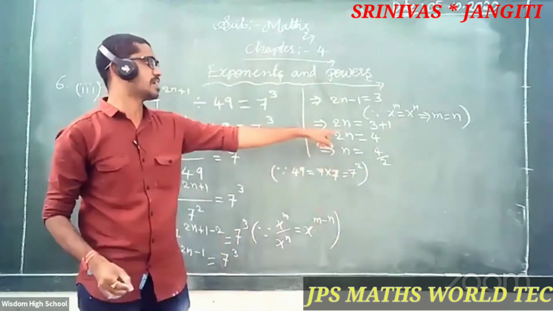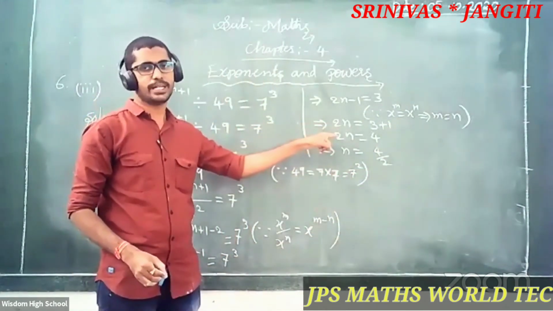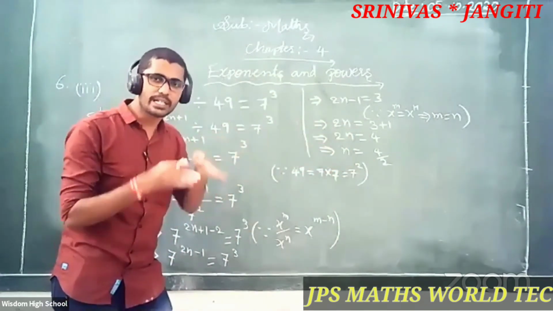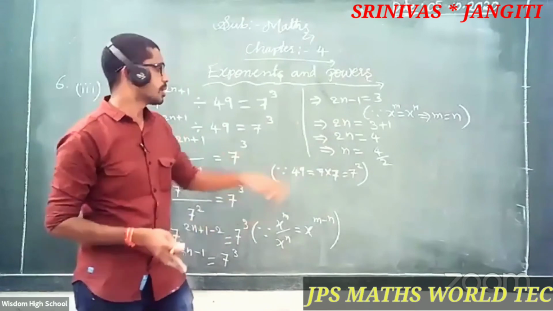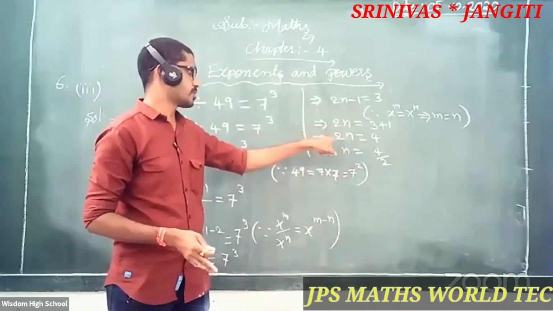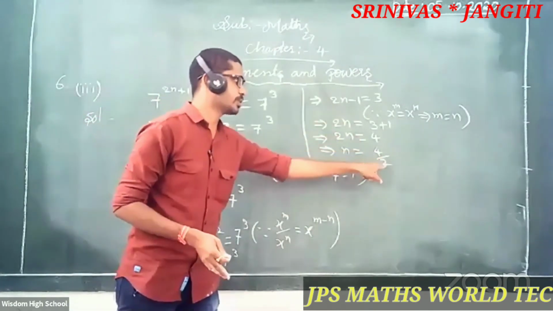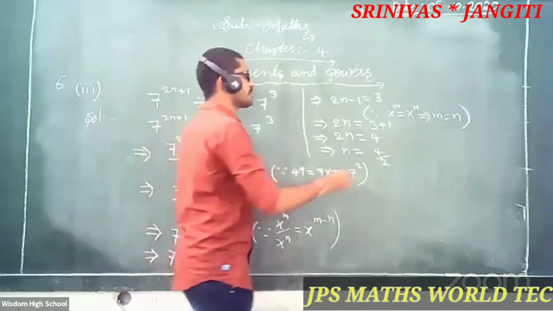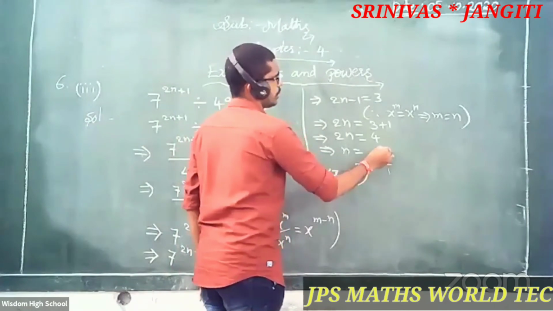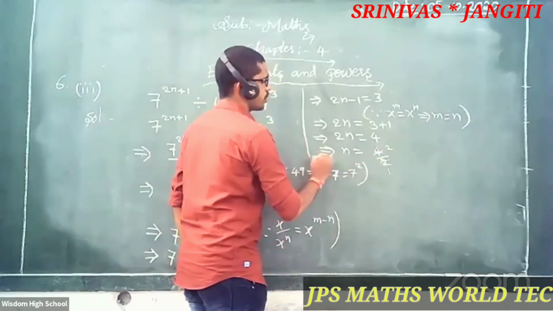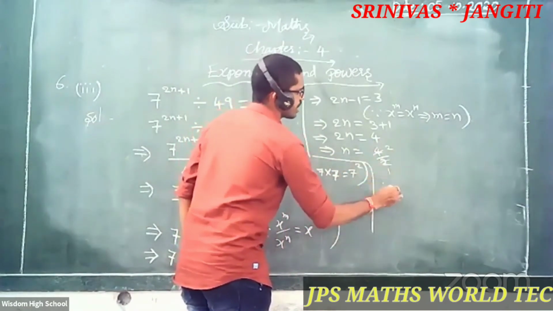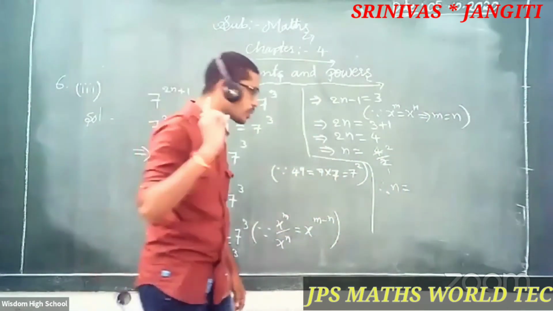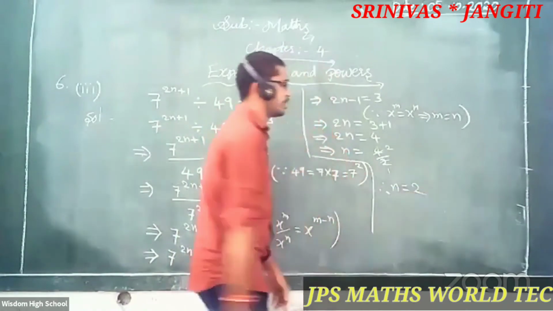What happens here now? n is equal to 4 by 2. Why, sir? Because here the product is multiplication. When you transfer it, multiplication becomes division. So here it is into 2, and on the other side you transfer it as divided by 2. Is that clear? Then 2 ones are 2, 2 twos are 4. Therefore n is equal to 2 is the answer.